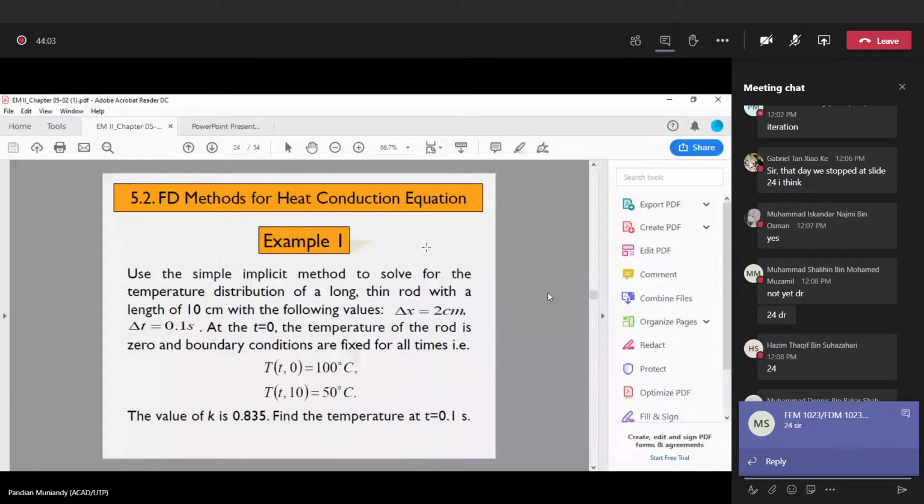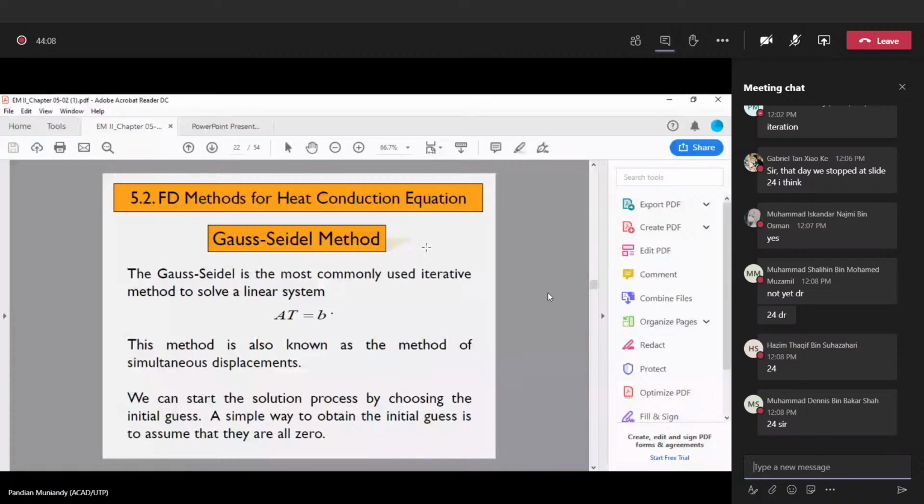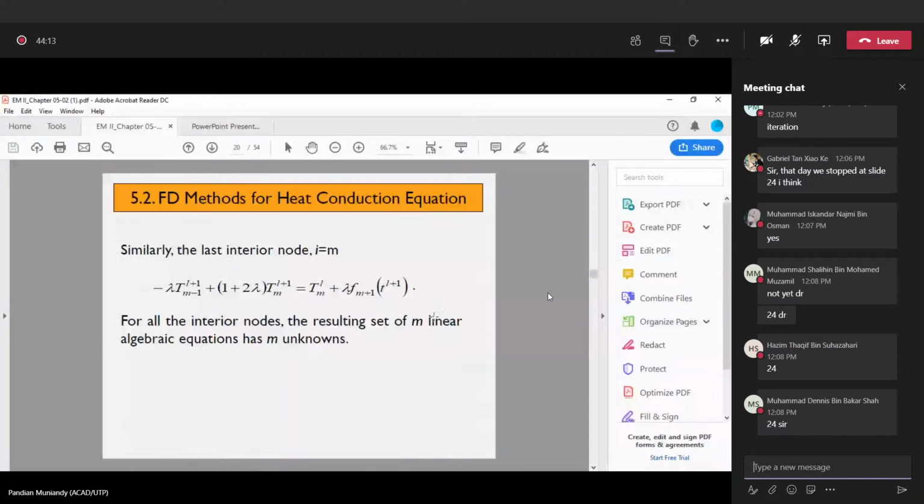Sorry about that. Okay. So before that, you must know slide number 22, the Gauss-Seidel method. Before that, you already have this system. This is called the implicit equation. It will be used to solve example 1 again. So for example 1, we are going to use the implicit method. That is the question.